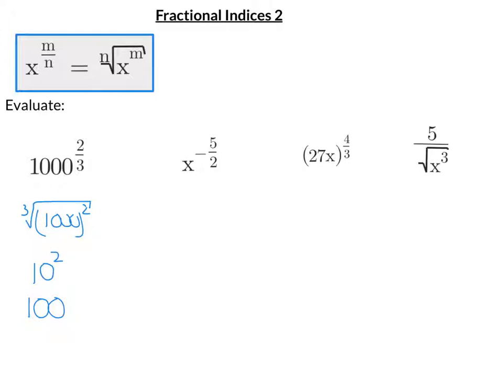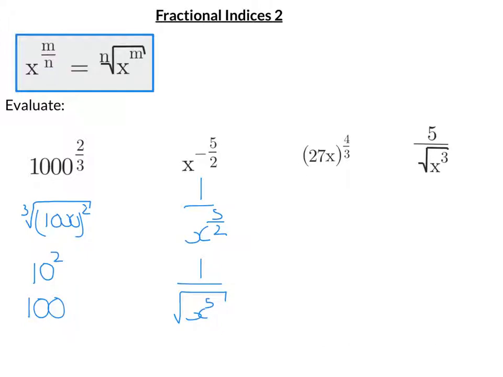Let's look at the next example, x to the negative 5 over 2. So let's get rid of that negative first. So that becomes 1 over x to the 5 over 2. And then this is going to become 1 over the square root of x to the 5. And there's my answer.